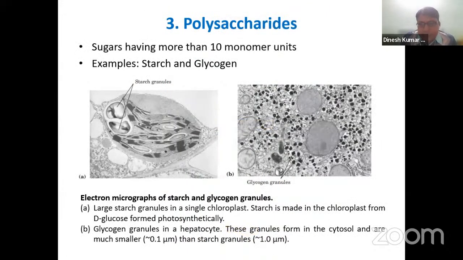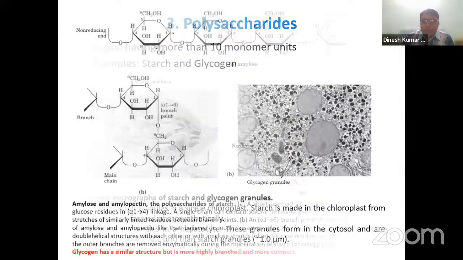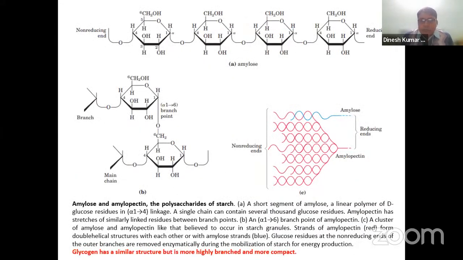Now we have the polysaccharides, which have more than 10 monomer units. Examples are starch and glycogen. The starch is present in plants. It is formed by photosynthesis. Glucose is formed. Then these glucose units combine together and form a large polysaccharide, which is called starch. And in animals, it is the glycogen, which is stored in different cells, especially the hepatocytes or muscles. So these are polysaccharides.